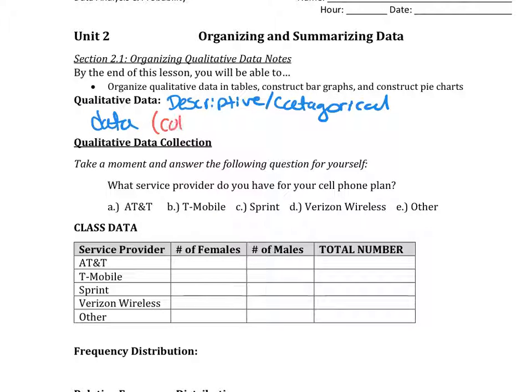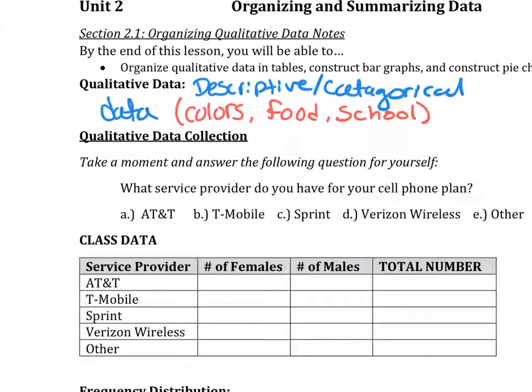So like colors or, I don't know, food or your favorite school. Height is not a qualitative piece of data because that is a number that you measure.